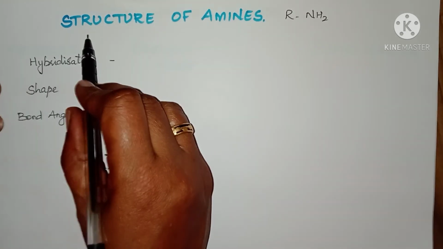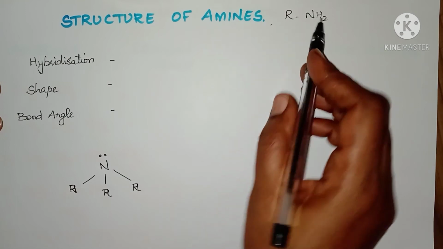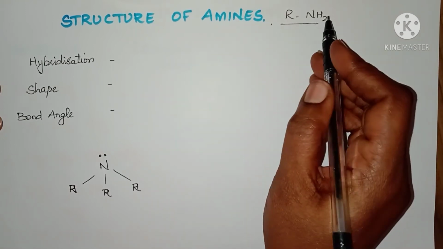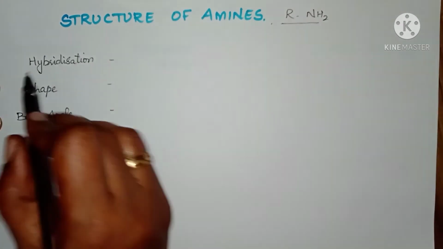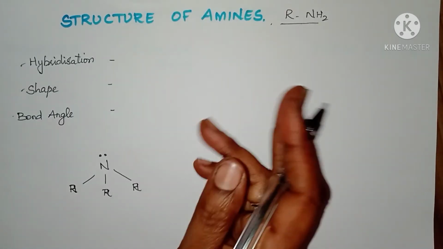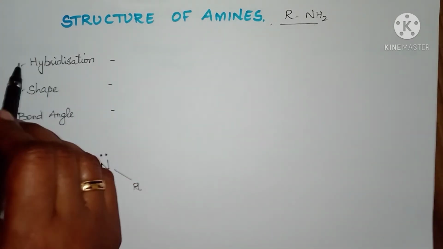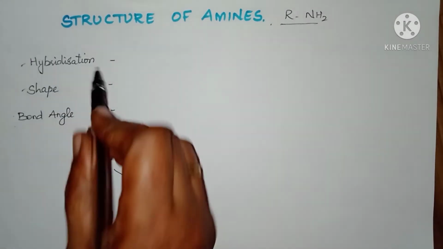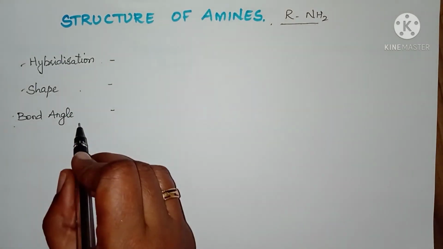Now next one. Okay, the next topic is the structure of amines. It's a common example. When we talk about the structure of an amine, or aldehyde, or ketone, or alcohol, whatever it is, these are the 3 main points we discuss. What is the hybridization? What is the shape of it? What is the bond angle?